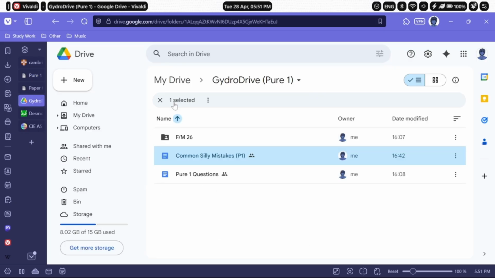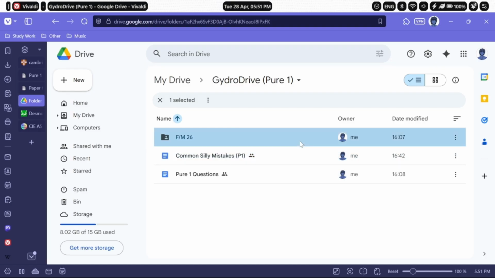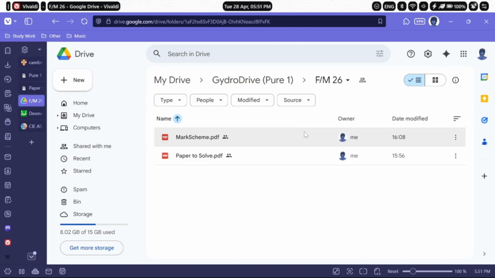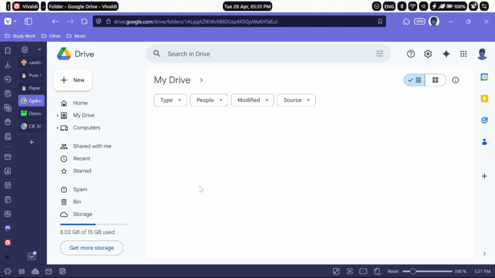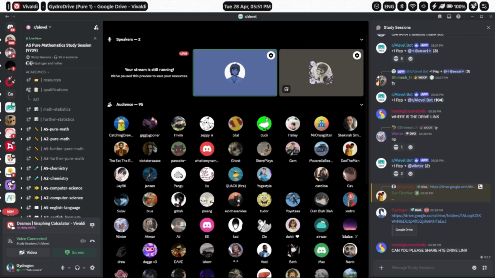I'm pretty sure the paper for Feb March is over here in the drive. You can just check the drive. The drive has the solution as well, if you guys wanted to check your working.